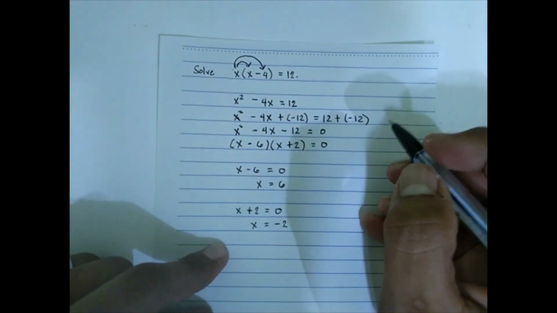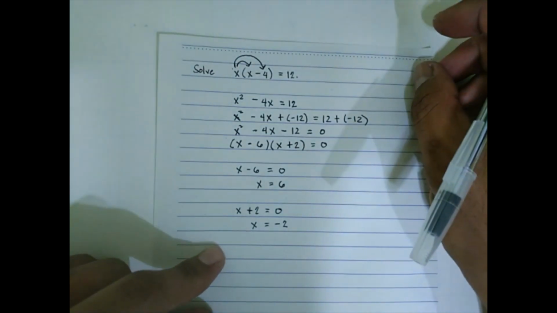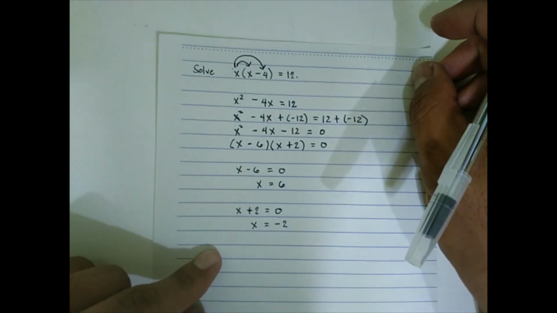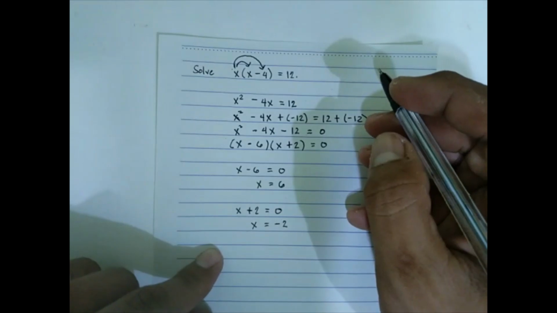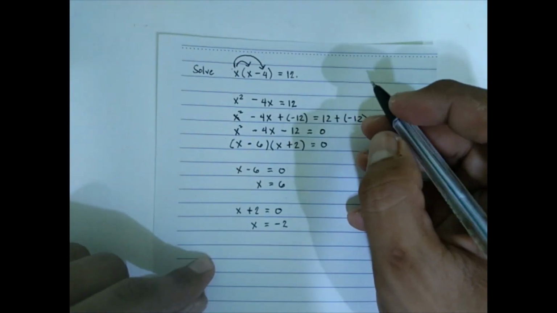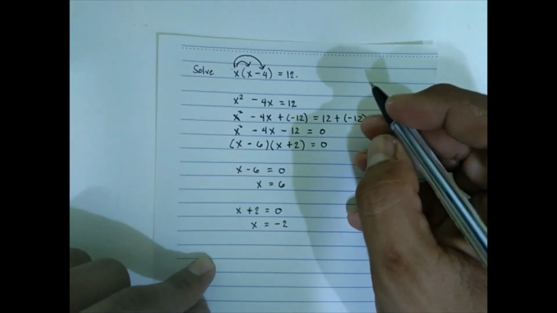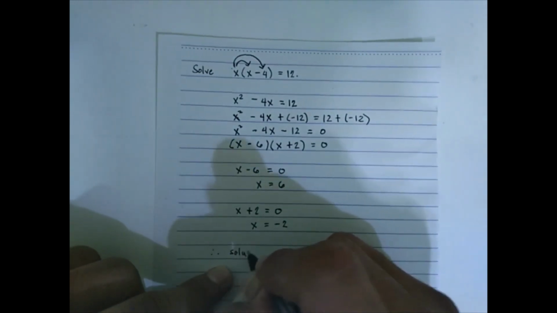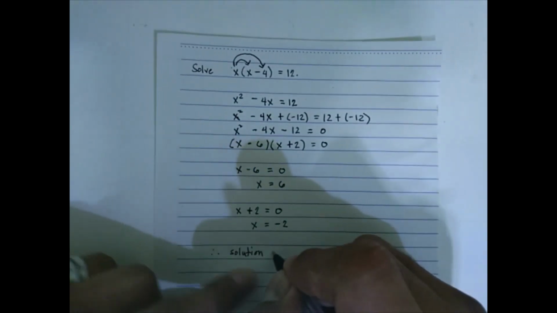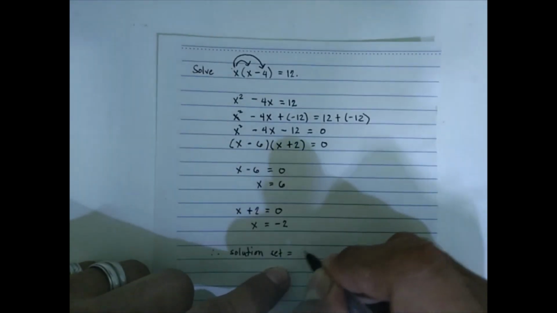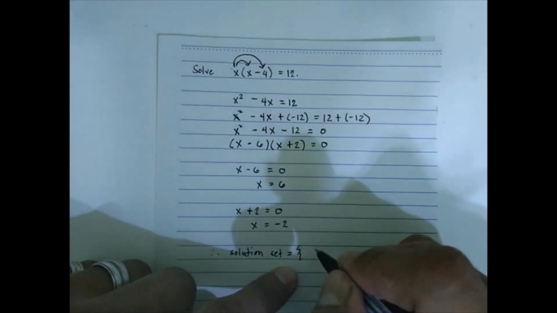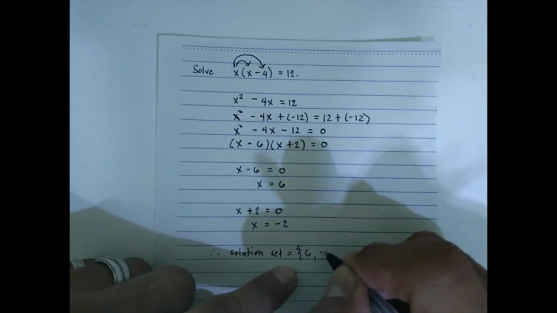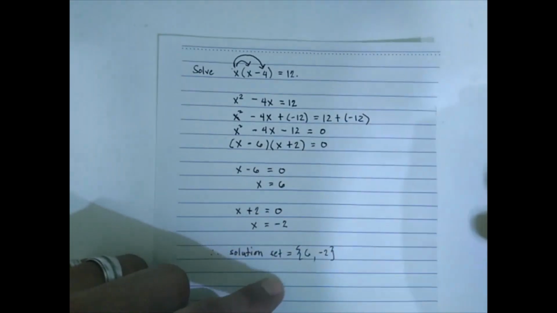2. So, meron na tayong dalawang values ng x. So, the values of x on the equation is x is equal to 6 and x is equal to negative 2. So, masasabi natin na ang solution set niya ay is equal to positive 6 and negative 2.